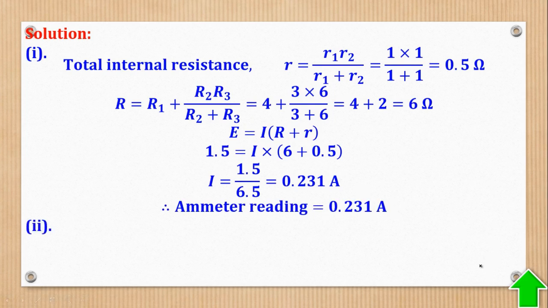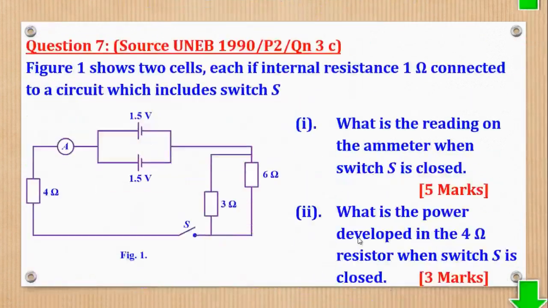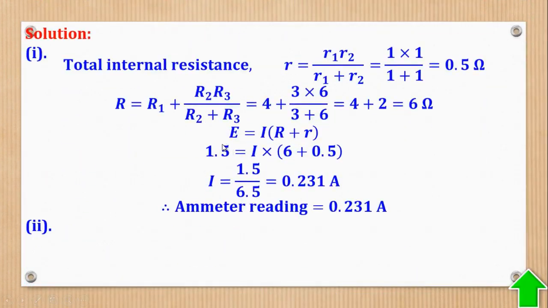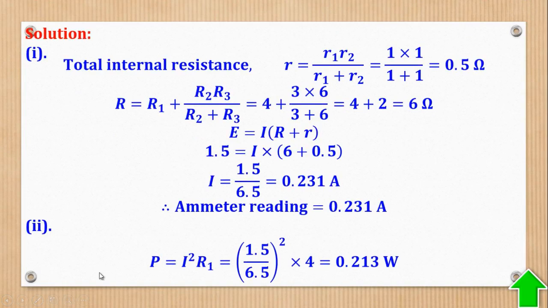Then for Roman 2, what is the power developed in the 4 ohm resistor when switch S is closed? Power developed in this 4 ohm. We know that the current flowing through the 4 ohm is the total current. So we shall come and say that power is equal to I squared R. And that gives you I here and R here to give you this as the power they wanted.